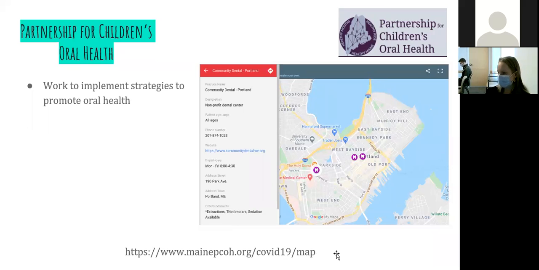You can basically look at a map and zoom in and click on all of the available dentists. And this tells you what kind of dental office it is, what services they provide, when they're open, what's their phone number, and you can copy and paste it right into the kids' AVS.